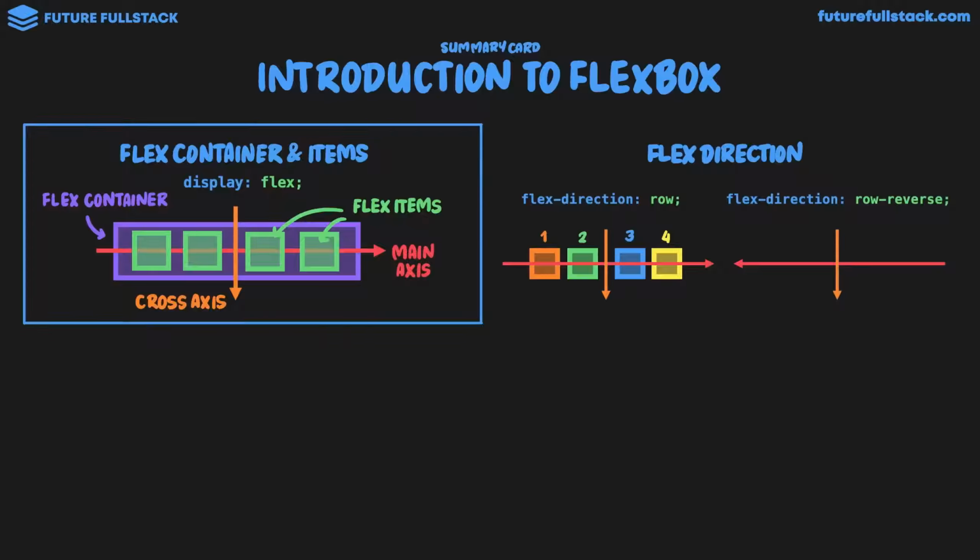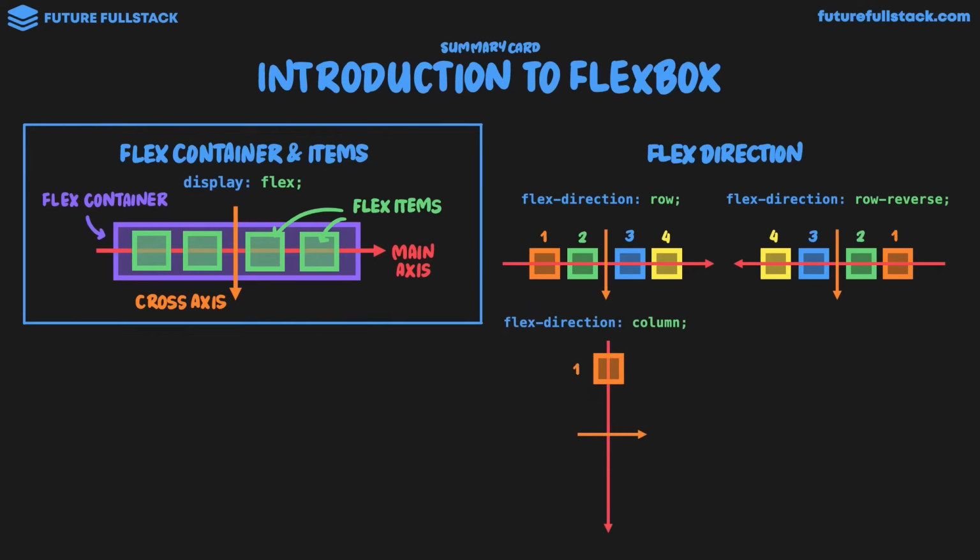So our flex items are arranged like this: 1, 2, 3, and 4. We then saw flex direction column, where the main axis now moves from top to bottom. The cross axis, left to right. Because our main axis now moves top to bottom, our flex items are arranged like this: 1, 2, 3, and 4.